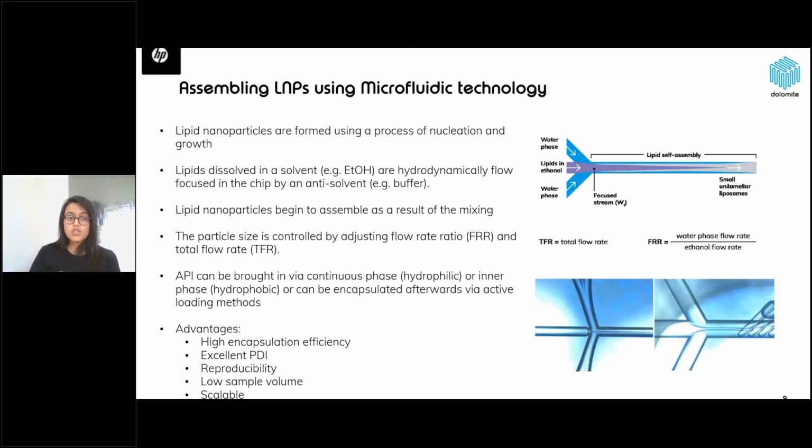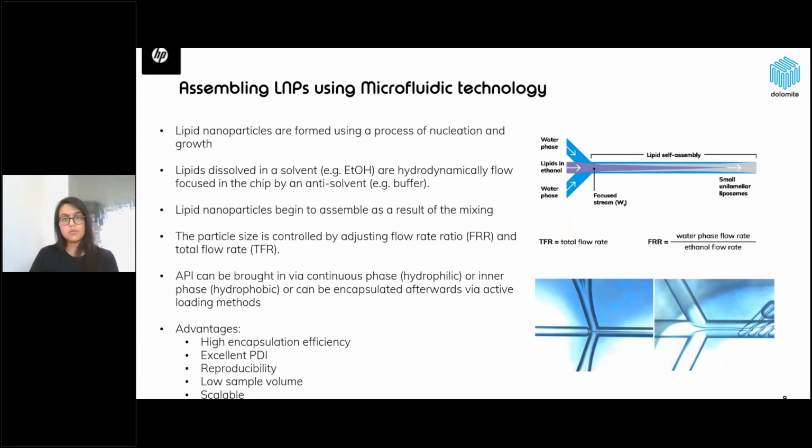It definitely uses low sample volume, so microfluidic technology itself is known to have the ability to really enable downstream screening, using low sample volumes to be able to optimize your process. So if you're at early stages and you do not want to waste your precious lipids or even your cargo that you're trying to encapsulate, microfluidic technology enables you to work with much smaller volumes, we're talking in the microliters range, as opposed to working with milliliters to liters.